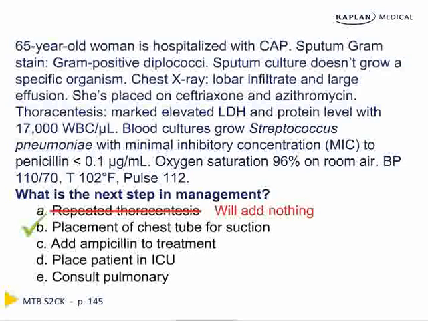Repeated thoracentesis is wrong. Remember, each side of the chest can accommodate about 2 to 3 liters of fluid. If you simply drain it and don't place a chest tube, this fluid is going to reaccumulate and the patient will be back at square one. Adding ampicillin to treatment does nothing because you're not getting any additional antibiotic coverage that's not already covered by ceftriaxone.